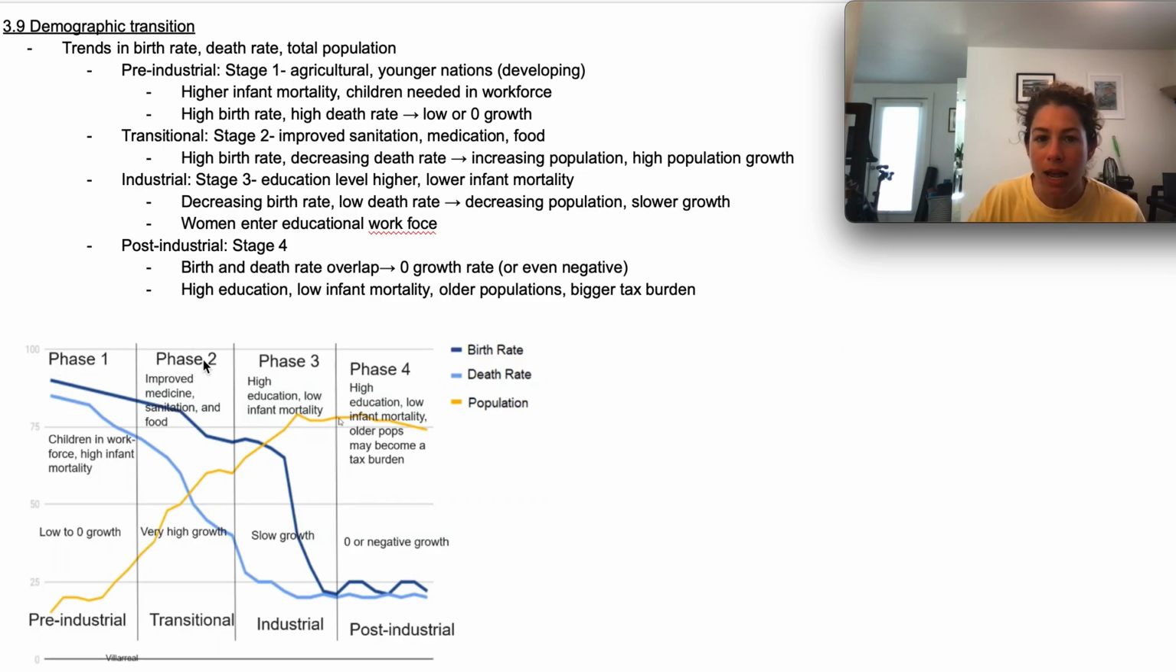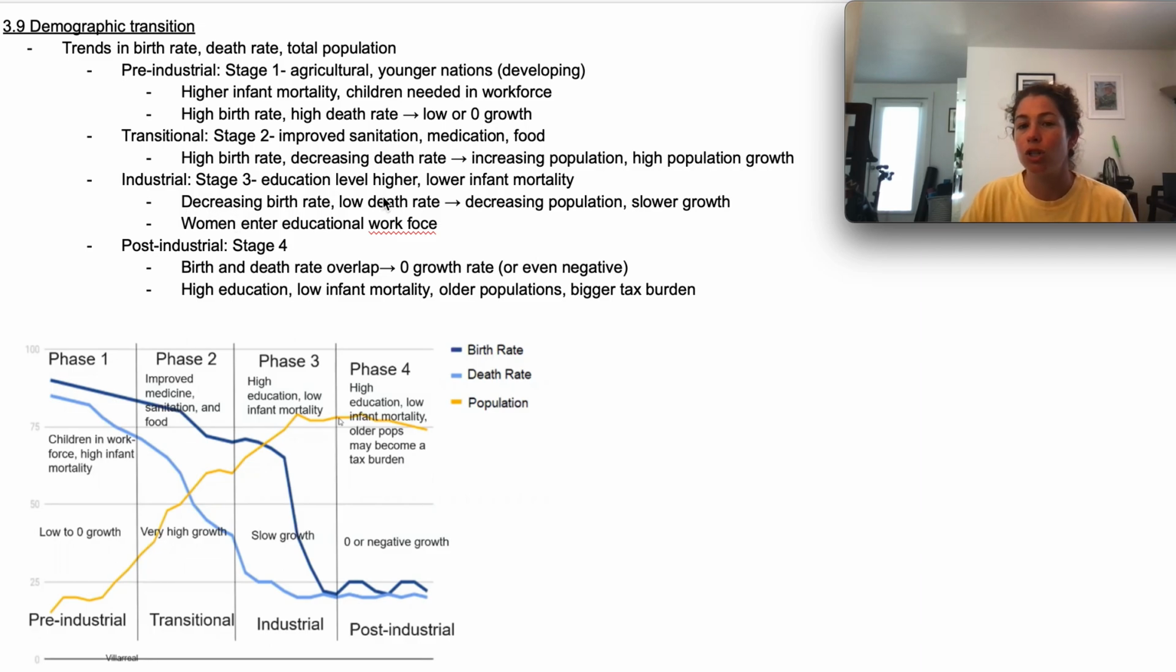So in phase 1 or stage 1, this is pre-industrial, you see it's mostly an agricultural based economy with a younger population. So these are developing countries. We see high infant mortality, and children are generally needed in the workforce. You have a high birth rate, but that's coupled also with a high death rate. When you have a high birth rate and a high death rate, you end up with a stable population size. So your population is stabilized by having a very high death rate.